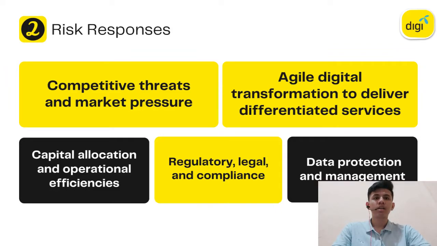Third, capital allocation and operational efficiencies. Failure to maximize profitability for shareholders return if we are not able to be robust in capital allocation, operational efficiencies, and free cash flow management. Fourth, regulatory, legal, and compliance. Regulatory and compliance risks due to changes in law, policies, or requirements on spectrum, license, access, registration, business ethics, or tax law. And the last one, data protection and management.